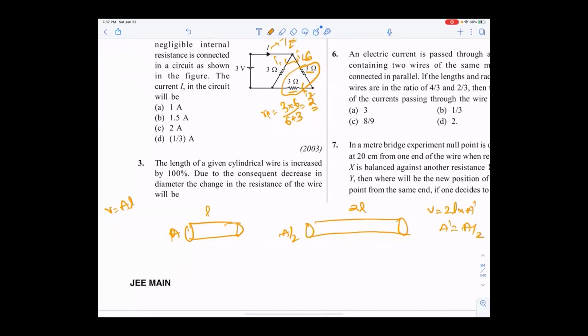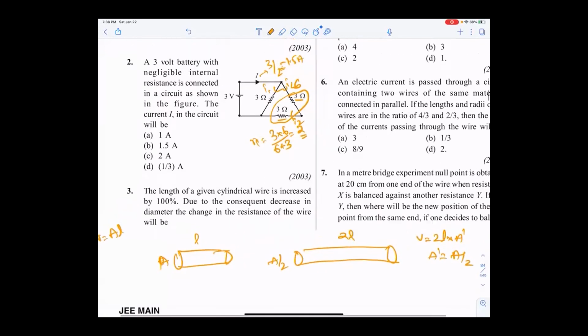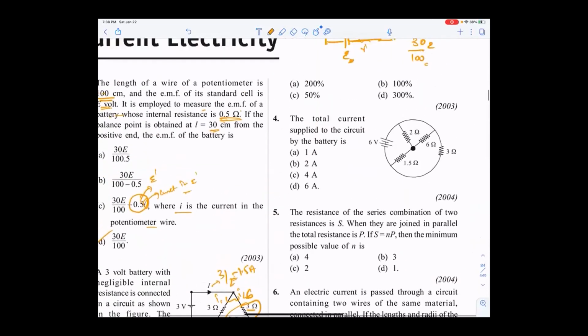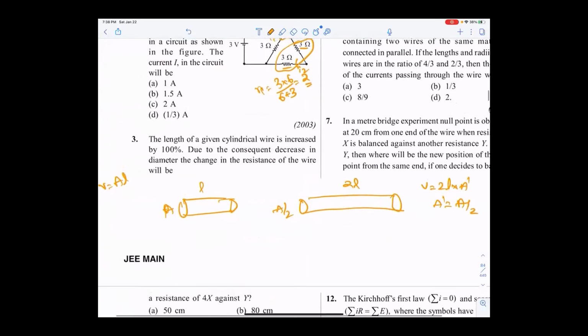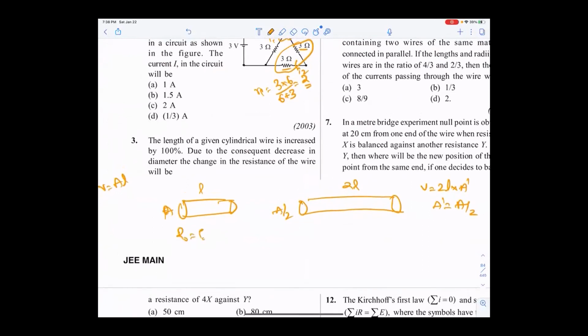Area becomes half, A by 2. When you are pulling or stretching something, the area will decrease, right? So length is becoming 2L. Then the resistance: initially R0 is equal to rho L by A. So R dash is rho into length 2L, area A by 2. So 4 rho L by A, which is 4R0.